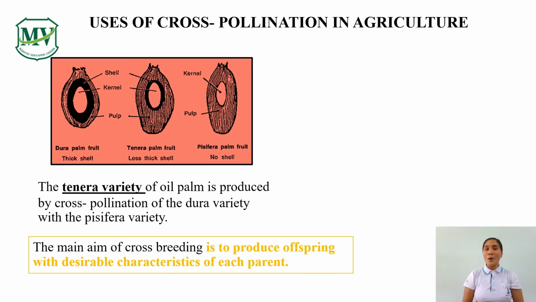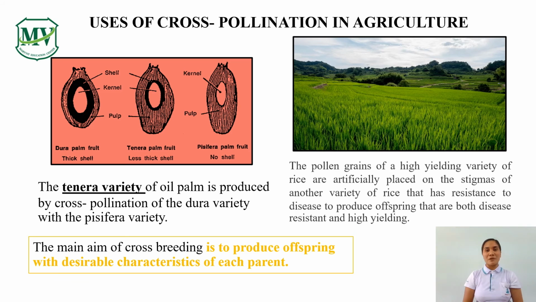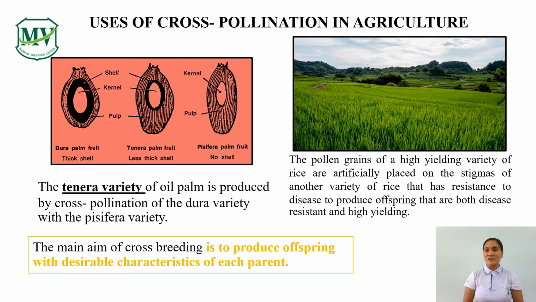Also, the pollen grains of a high-yielding variety of rice are artificially placed on the stigmas of another variety of rice that has resistance to disease to produce offspring that are both disease-resistant and high-yielding.